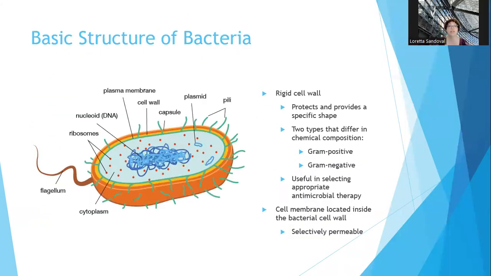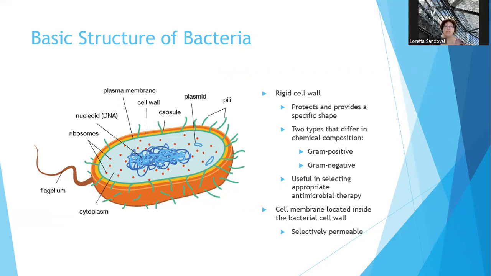So the basic structure of a bacteria, regardless of its shape, it has a rigid cell wall that protects and provides a specific shape. So the shape of the bacteria is ultimately provided by the cell wall. There are two types of cell walls that differ in chemical composition, and they're classified by how they take up stain underneath the microscope. So gram-positive bacteria and gram-negative bacteria.